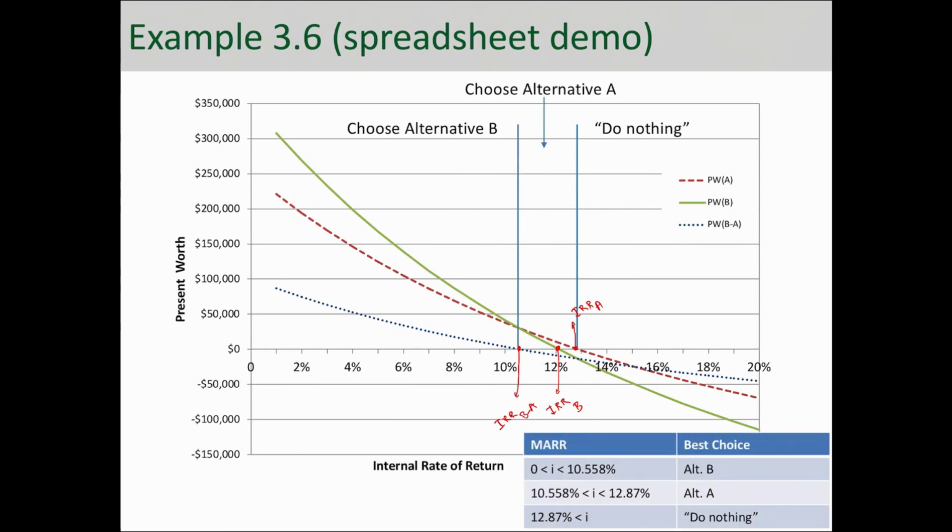So here you can see how MARR changes your best choice. If MARR is in this range, you go with alternative B. If it's in this range, go with alternative A. And if MARR is greater than 12.87, you're better off doing nothing because none of those alternatives will give you that much return.